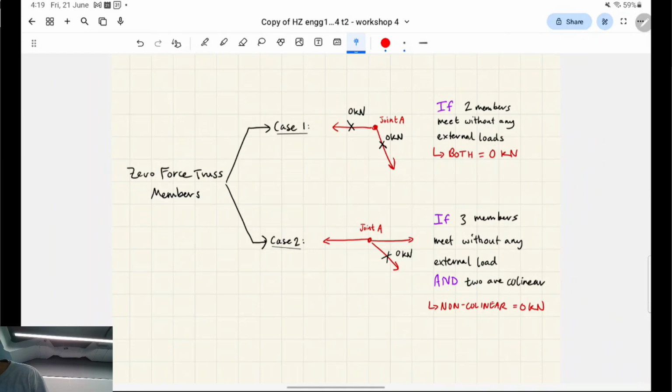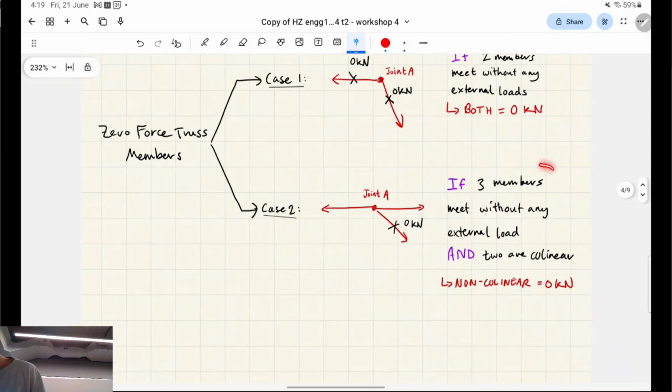Yeah, if there's no external loads happening at that joint, then both of these members connected to that joint are going to be zero force members. That's the first rule. The second rule is if there's three members meeting without any external loads and two of them are collinear, which means two of them follow the same line of action, the non-collinear one is going to be a zero force member. Those are the two rules you're going to have to memorize for this simplification, right?